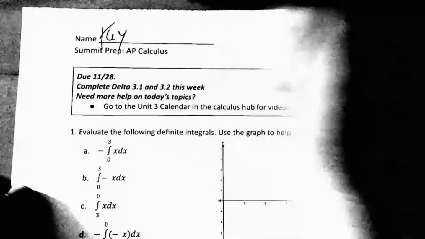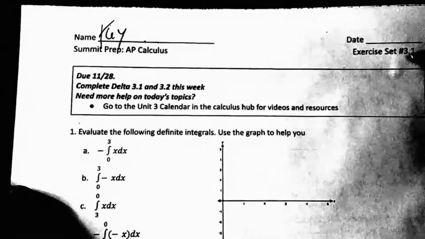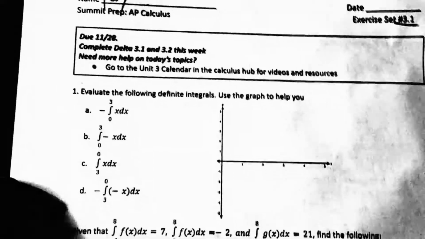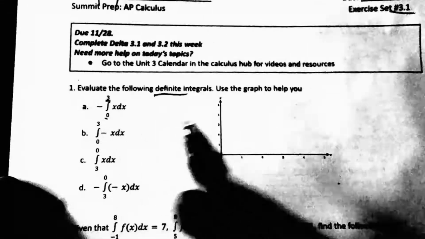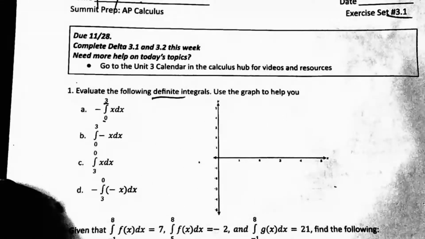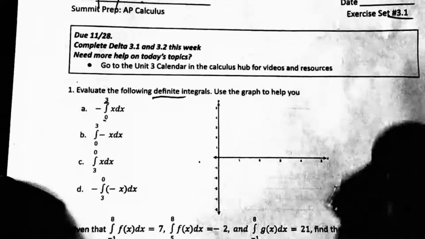Okay, this is the key to exercise set 3.1. Question 1, we are evaluating definite integrals. Remember, definite integrals will have bounds between them. For example, here is 0 and 3. So the graph is here to help you visualize what's going on.